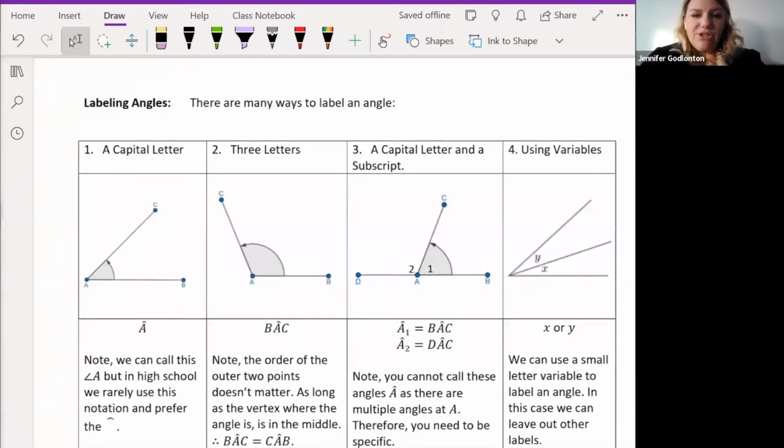And all of your teachers, because I know you're all coming from different schools all across the country, have different preferences. So some of your teachers are going to focus on one and some are going to focus on another. So I thought let's just go through all of them together. So this is how we label angles.